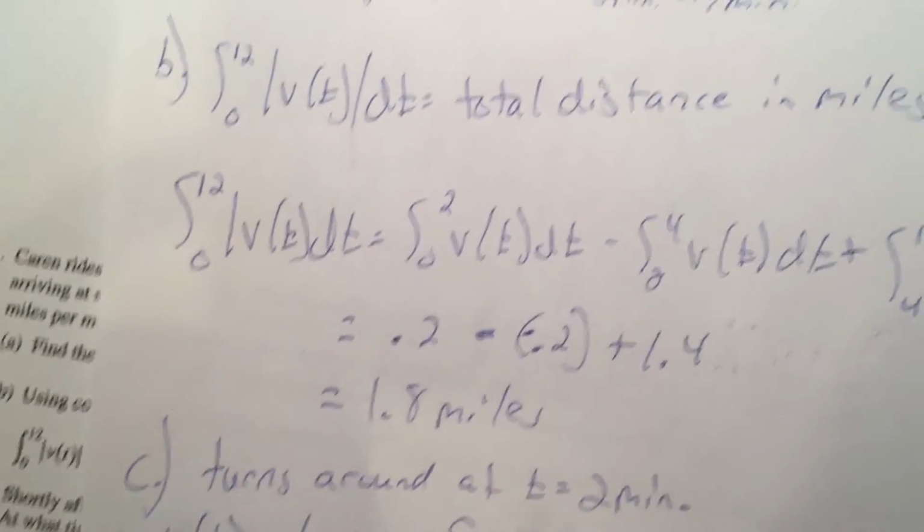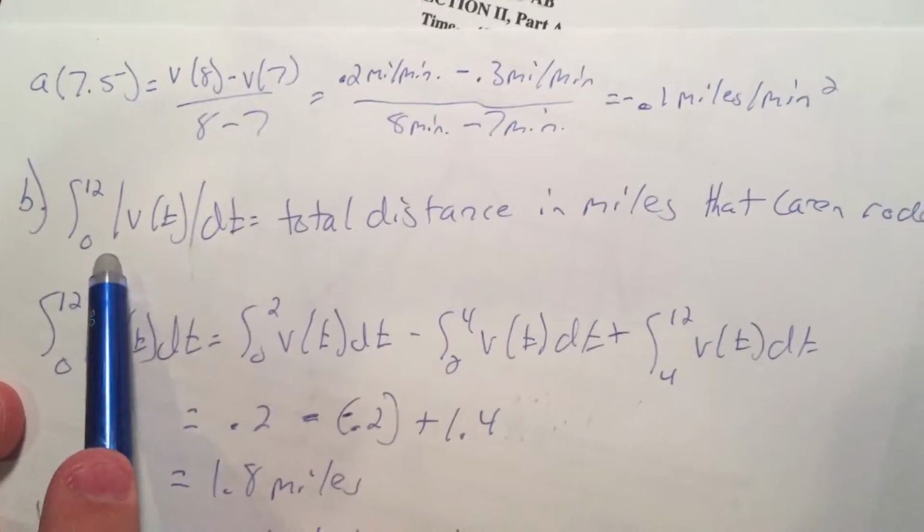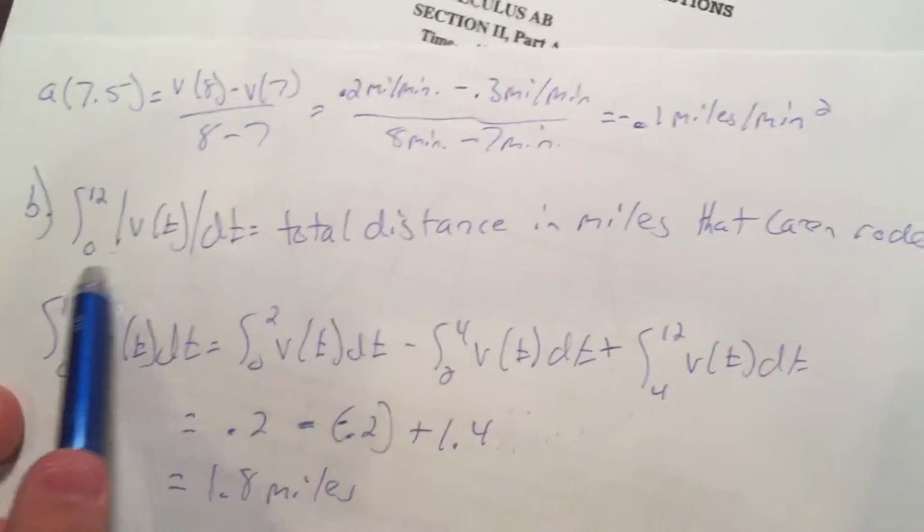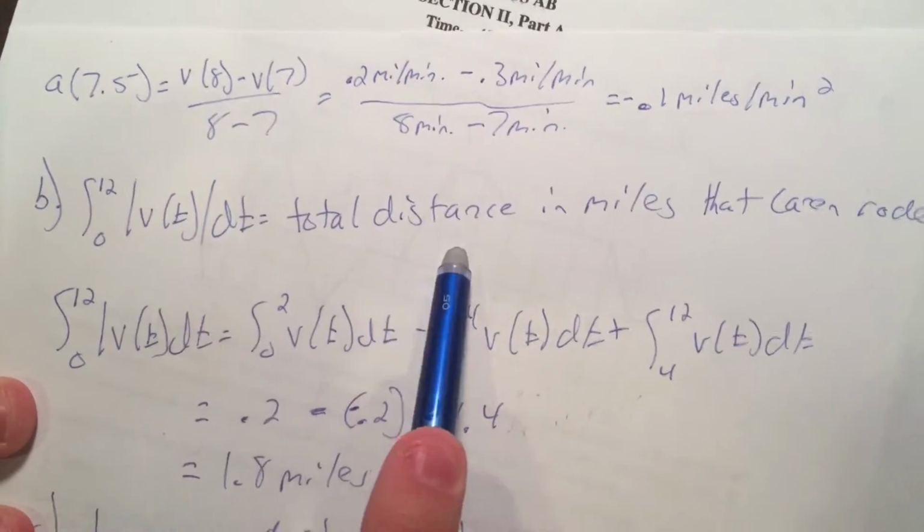So back to the math. First, you have established that this equals the total distance in miles that Karen rode. This gives you 1 point, if you establish this fact right here.